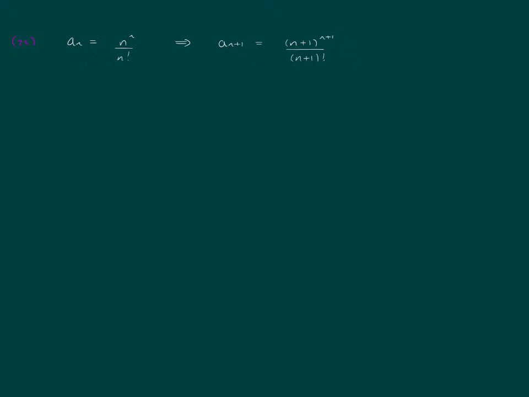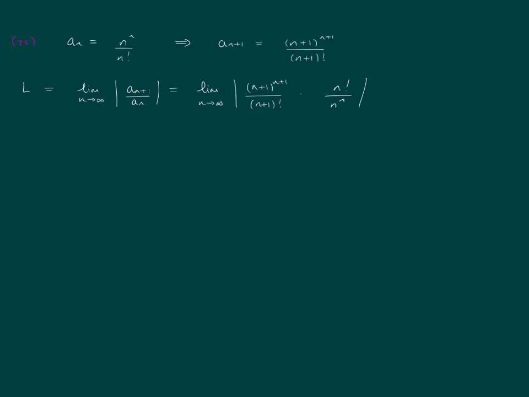So I want to look at this L, which is the limit of a_(n+1) over a_n, which is equal to (n+1) to the n+1 over (n+1) factorial. And again, I'm dividing by a_n, so I just flip it and multiply by it. So n factorial is now on top, and n to the n is on the bottom.